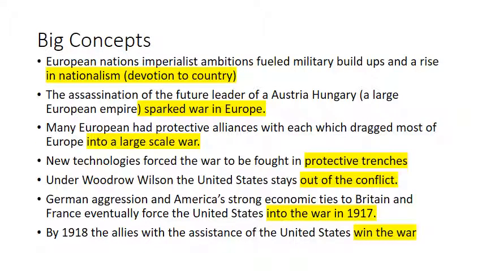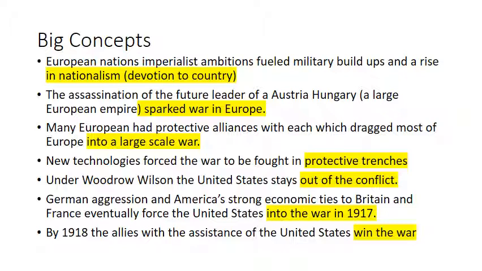Big concepts: European nations' imperialist ambitions fueled military buildups and a rise in nationalism, a devotion to country. The assassination of the future leader of Austria-Hungary, a large European empire, sparked war in Europe. Many European nations had protective alliances with each other, which dragged most of Europe into a large-scale war. New technologies forced the war to be fought in protective trenches.